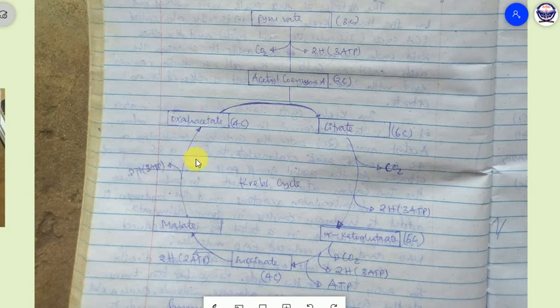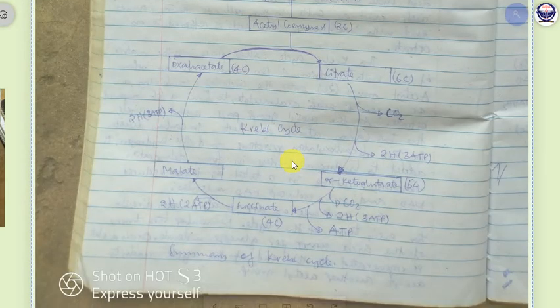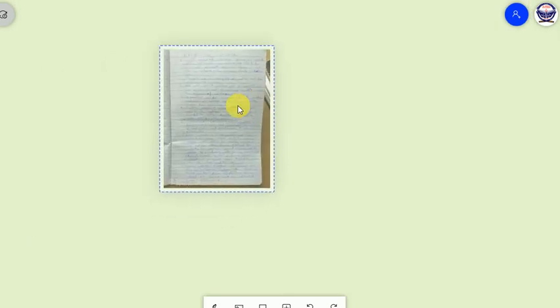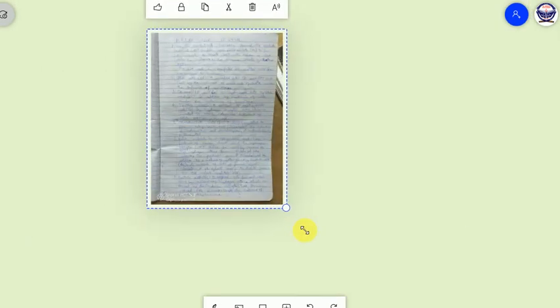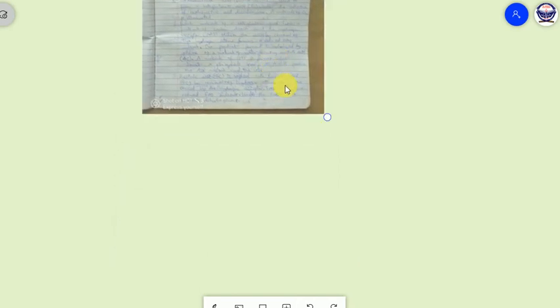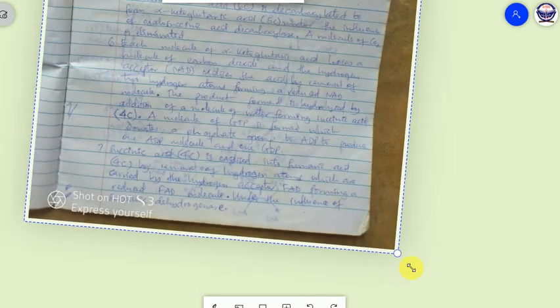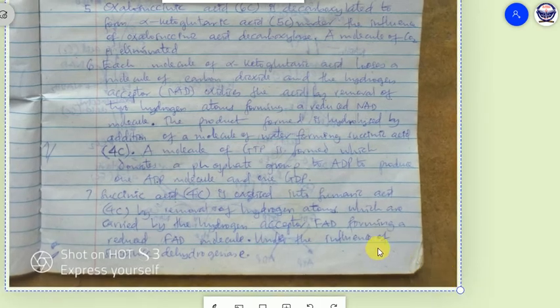The detailed mechanism of the Krebs cycle takes place in 8 stages. And here we are starting discussing about the detailed mechanism of the Krebs cycle.